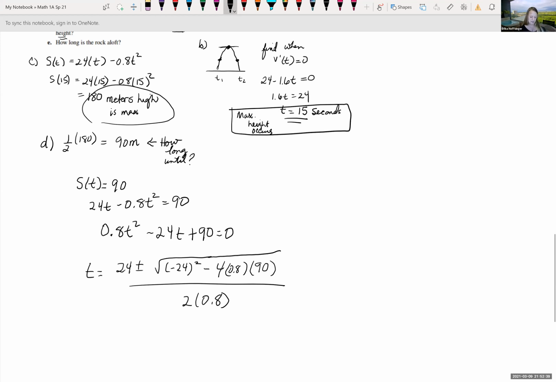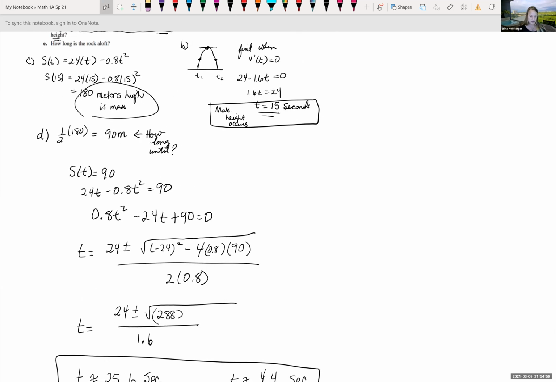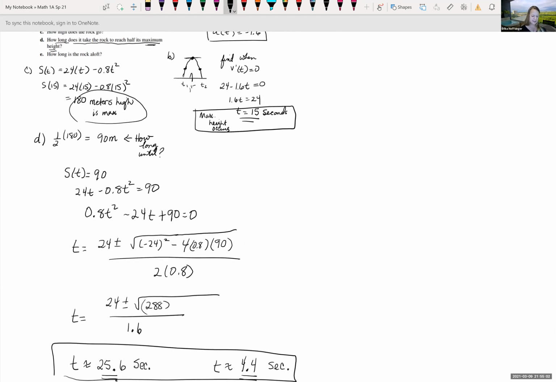Let's go through and figure that out. I'm just going to pause the video while I plug in the calculator. Okay, so plugging that into the calculator, we get that it was 25.6 seconds and 4.4 seconds, which when we were talking about what's happening graphically, we knew that it was a max height at 15 seconds. So we should get it reaching halfway before that, which was our 4.4. And we talked about it hitting it on the way back down. And that was 25.6.